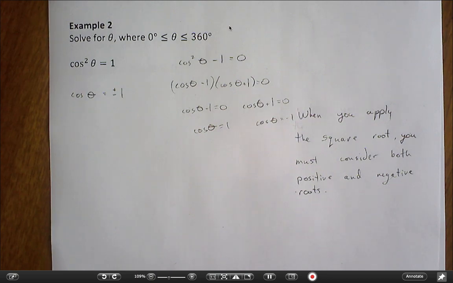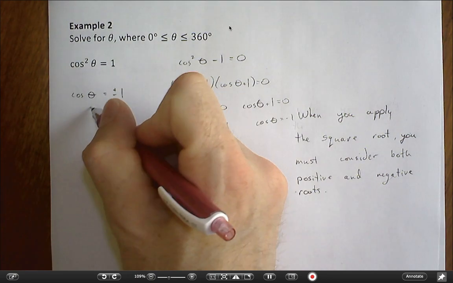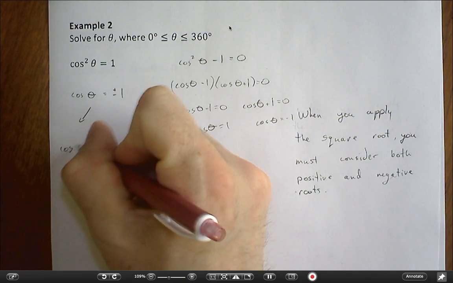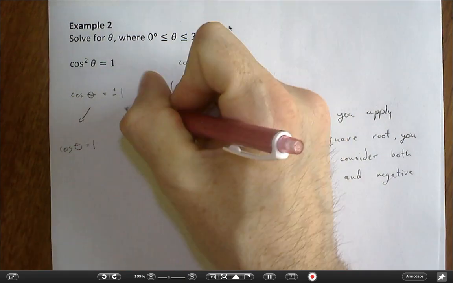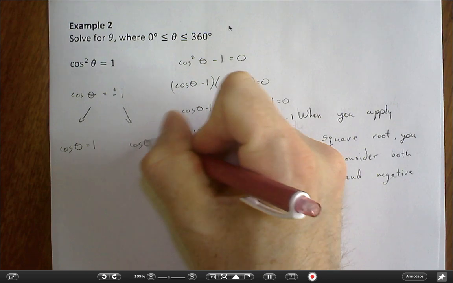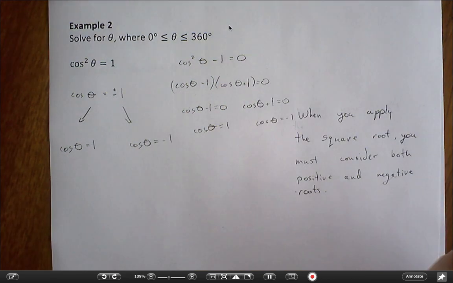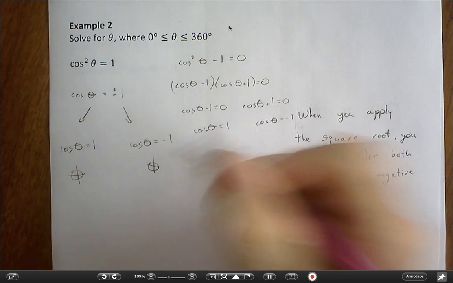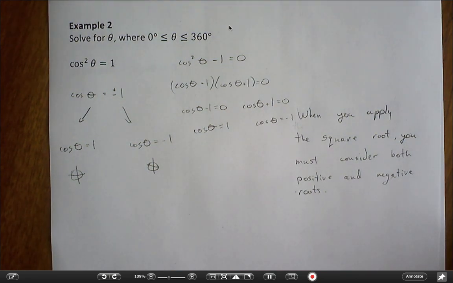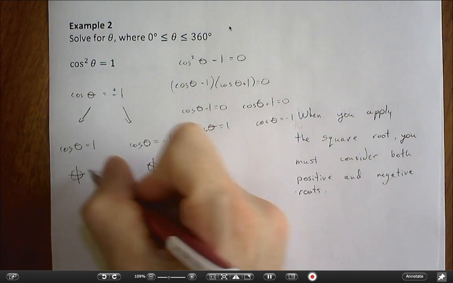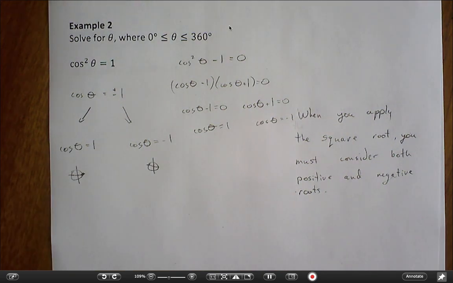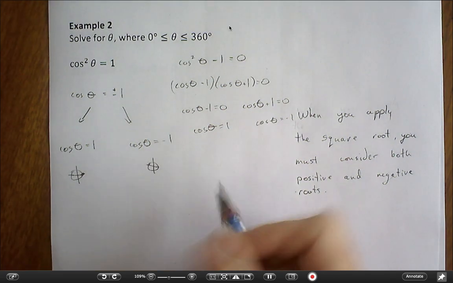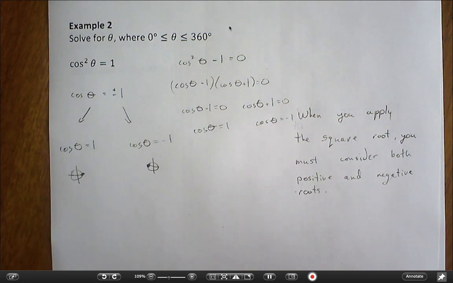All right, might as well solve this. So this really splits up into two equations. Cosine theta is equal to 1. Cosine theta is equal to negative 1. And again, I'm a creature of habit. I make these beautiful little mini unit circles. Where's cosine equal to 1? Right there. Where's cosine equal to negative 1? Right there.